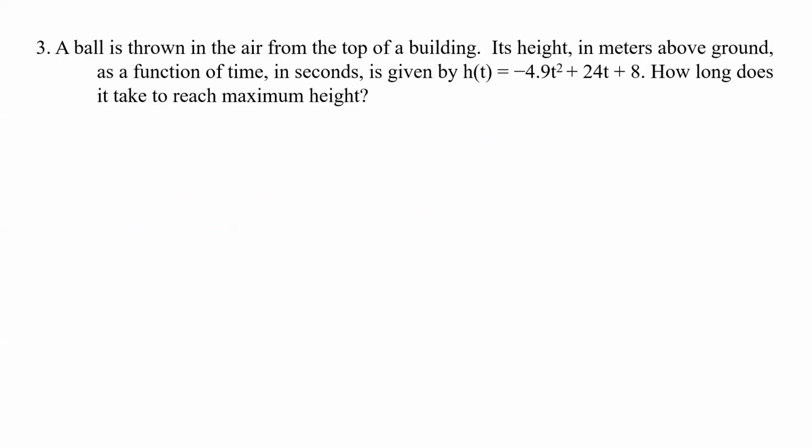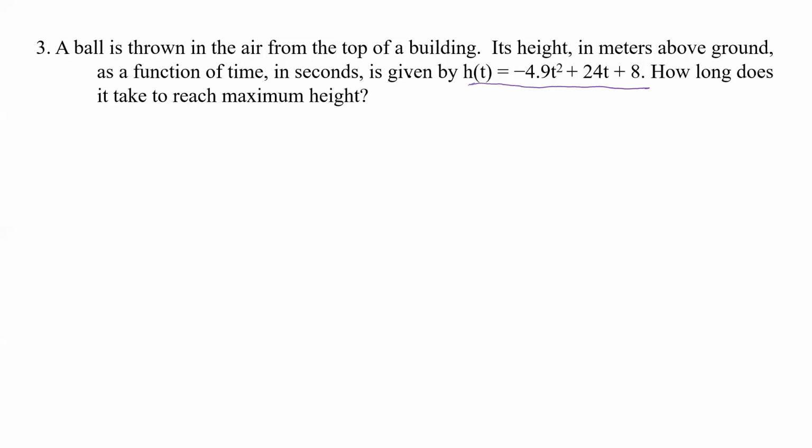Now, the last one I want to do before we go today is one that's going to be similar to what's on the sheet I'm going to upload here in a little bit to Moodle. And so this one is a ball is thrown in the air from the top of a building. Its height in meters above ground as a function of time in seconds is given by this equation. H of t is equal to negative 4.9 t squared plus 24t plus 8. And it wants to know how long does it take to reach the maximum height.